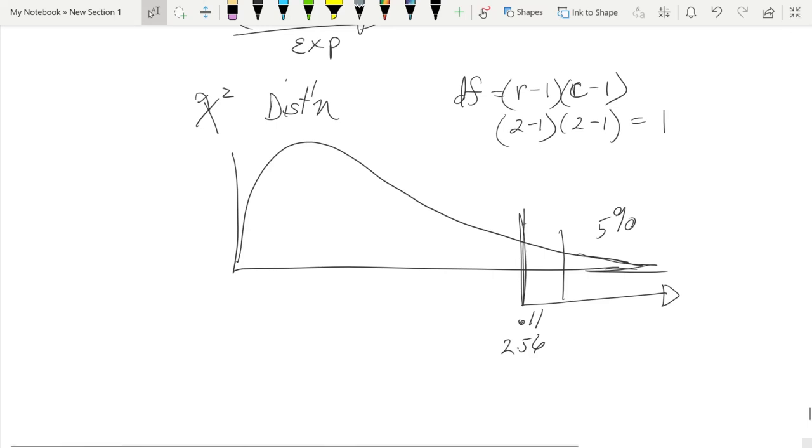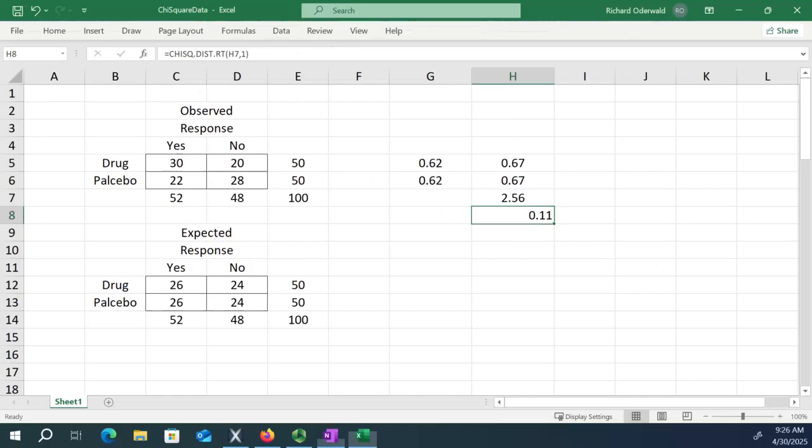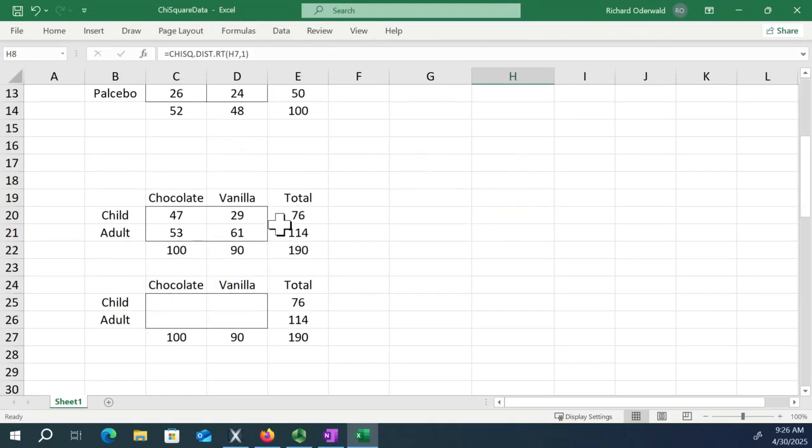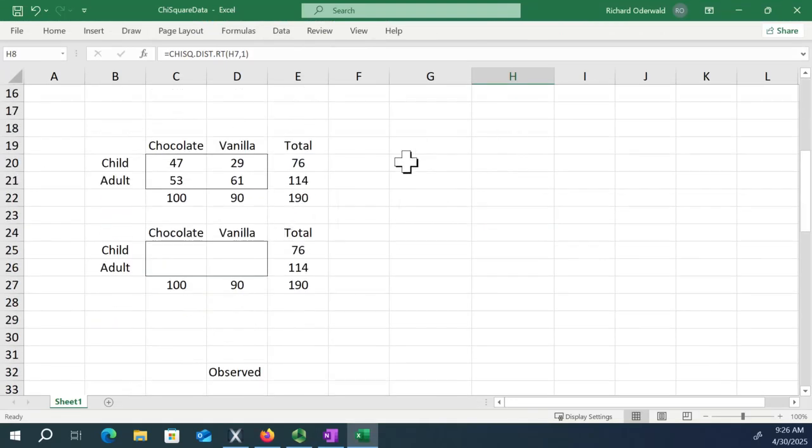Look back in the file, and this is children and adults, chocolate and vanilla. And the test is: is there some preference? Do children prefer chocolate or vanilla compared to adults preferring chocolate or vanilla?